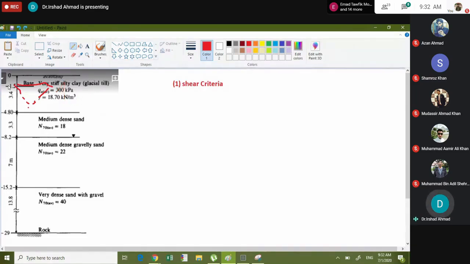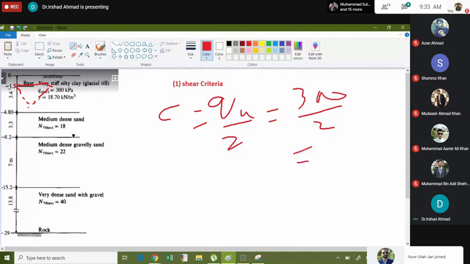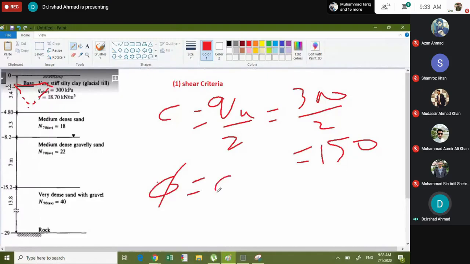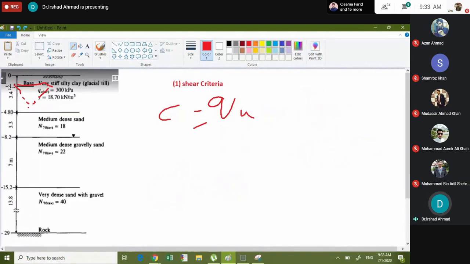And let's use the Terzaghi bearing capacity equation with Meyerhof bearing capacity factors. So C is equal to qu by 2. What is qu? It is the unconfined compressive strength. 300 over 2 is 150 kPa. And it is clay, so you assume phi equals 0. Right? Phi is equal to 0. So these are the properties that you would use: c 150 and phi 0.